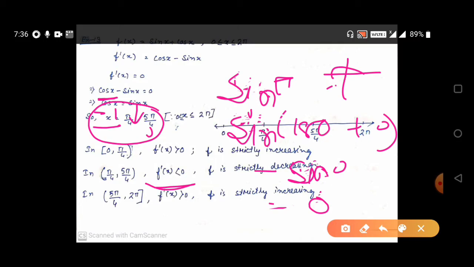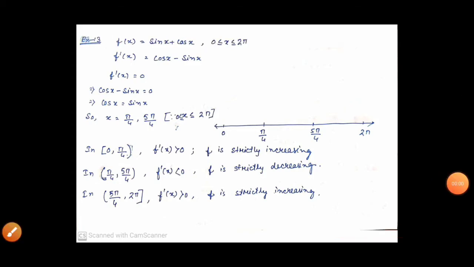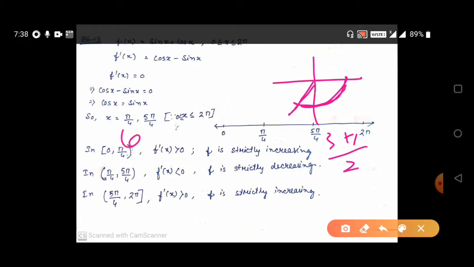strictly decreasing. Now if we consider this interval 5 pi by 4 to 2 pi, 5 pi by 4 will be somewhere here, and we are considering this interval, then in this interval we can get a value 3 pi by 2 for x. If we take 3 pi by 2, that means it is 270 degrees, then what will be the value of cos 3 pi by 2?